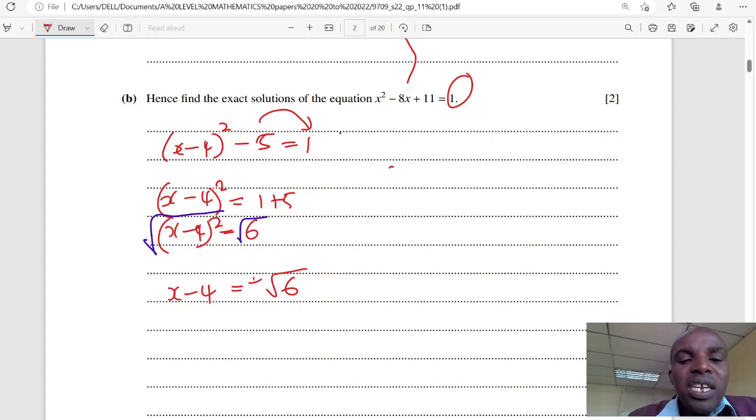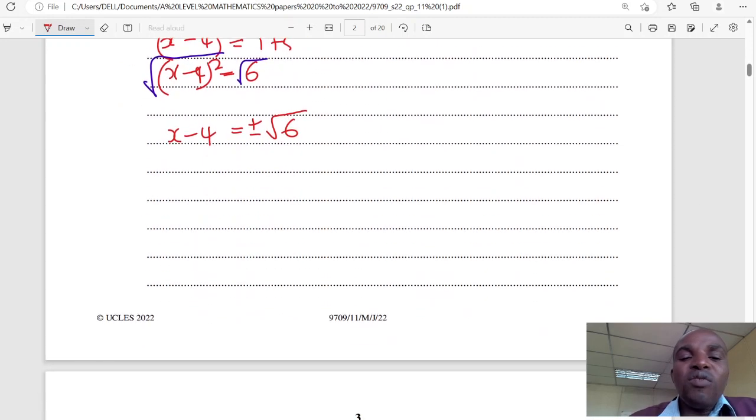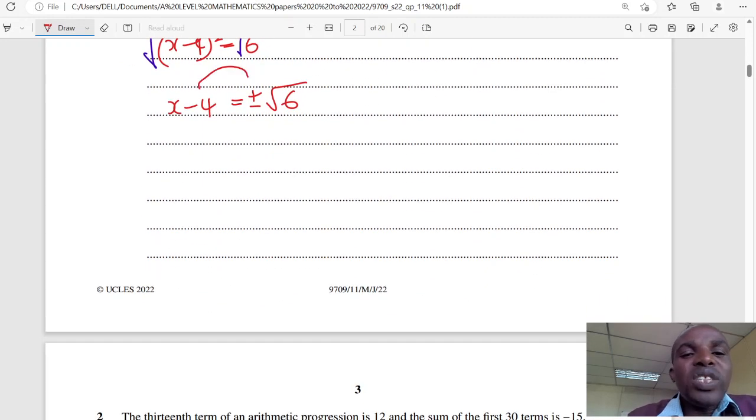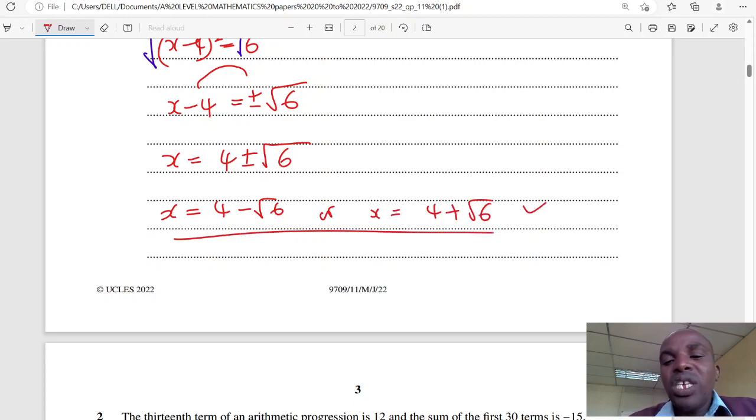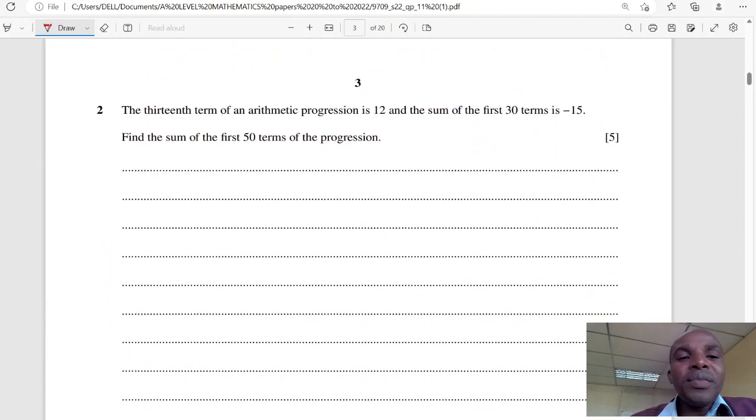The root of a number is plus or minus. That's the square root of a number. Then you take 4 to the other side. It will be x is equal to 4 plus or minus root of 6, or square root of 6. Then your solution will be x is equal to 4 minus root 6, or x is equal to 4 plus root 6. Then this will be your final answer. Done. Next, question number 2.